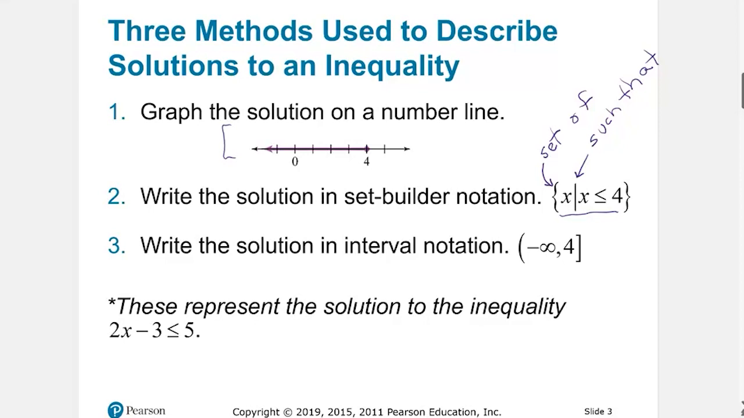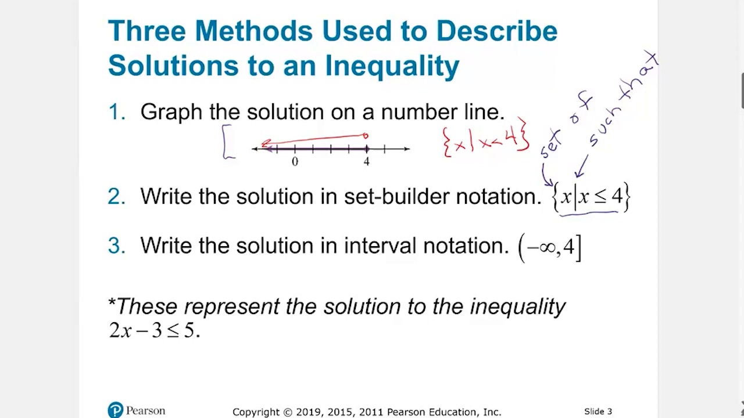If we wanted to do just X is less than 4, and I'll write it over here in red, X such that X is less than 4, then the difference would only be that instead of a closed circle there, we have an open circle, and it still would go in the same direction. So that would basically be the less than instead of the less than or equal.